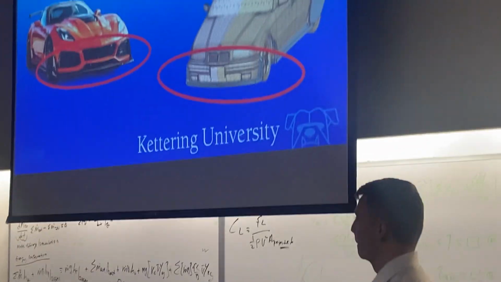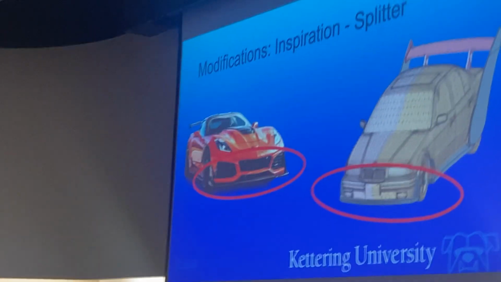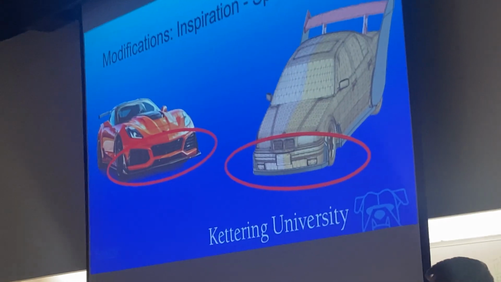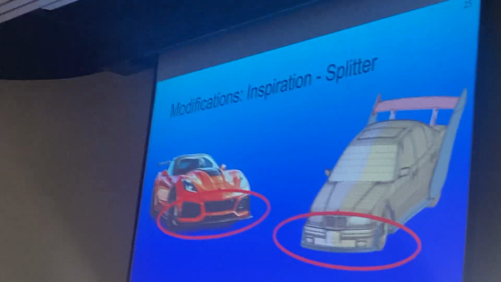So those were all calculations for the base model. So now we got to designing the modifications to it. So we started with the splitter and lowering the ride height of the car. So we actually brought it closer to the ground and added that splitter.